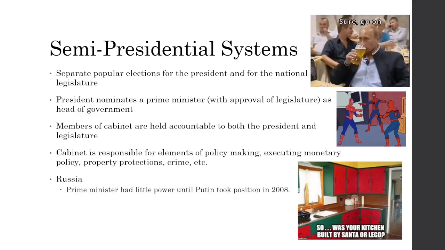Now, in Russia, the prime minister, even though they are the head of government, have had very little power until Putin took position in 2008. And Putin wanted that power, so he basically gave himself the power. Now, in the United Kingdom, the prime minister has a lot of power.